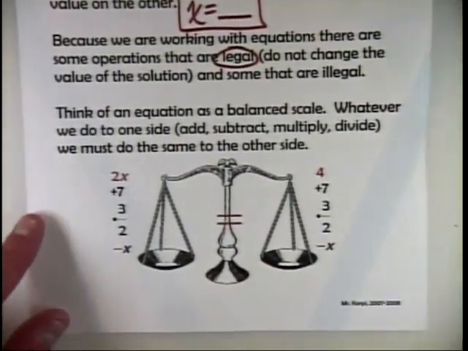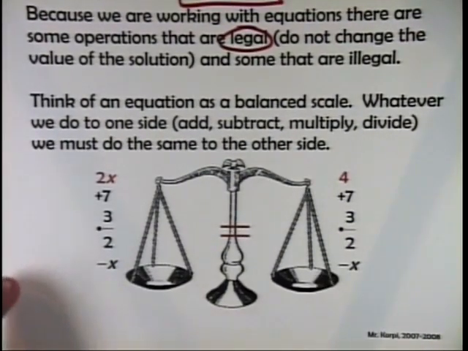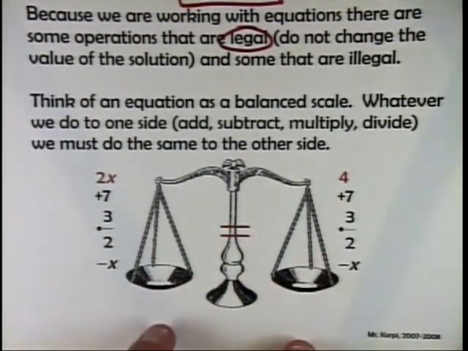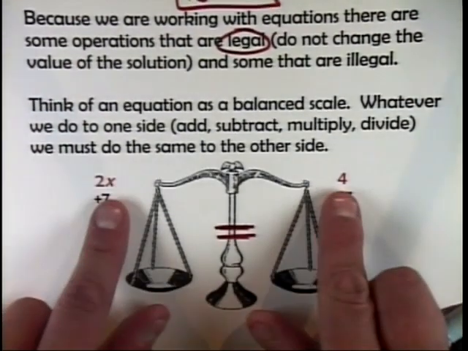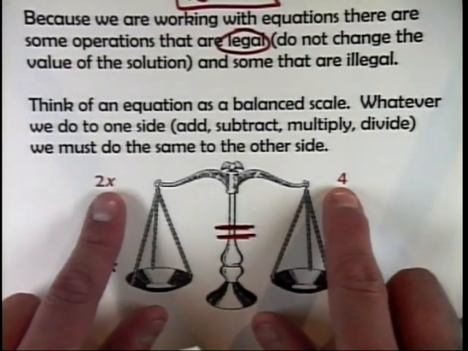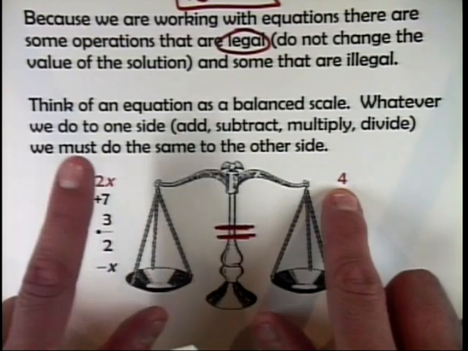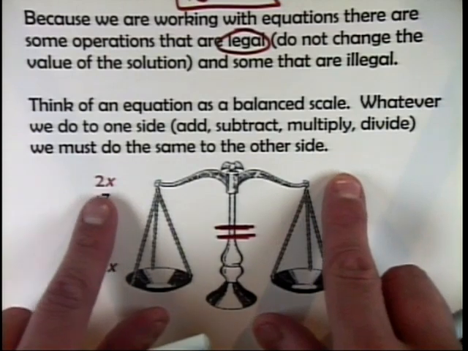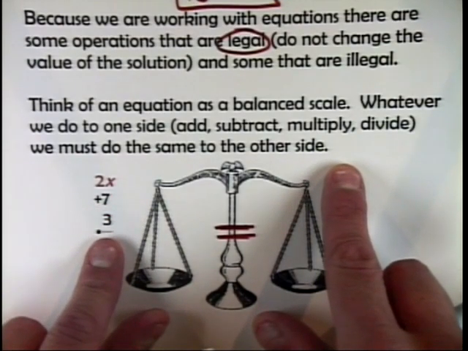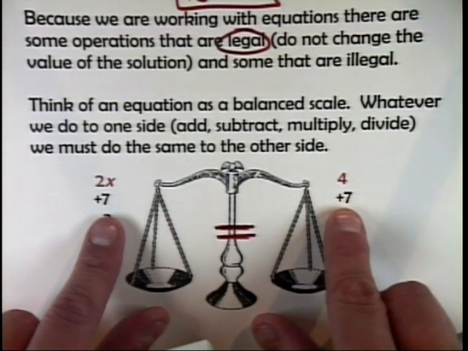I'm sure many of you that have had an algebra class have seen this analogy before. Think of an equation as a set of balanced scales, and the middle right here is our equal sign. So let's say we're starting with 2x equals 4. What can we do to both sides? Well, whatever we do to one side, in order to keep the scales balanced, we have to do it to the other side. So if I add 7 to the left side, I've got to add 7 to the right side so it balances out.